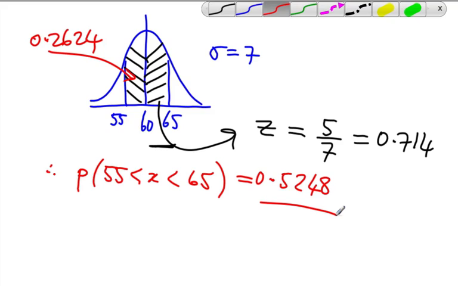And remember, we only have to do this correctly twice in the test to pass the section. Okay? So that is the first one, made easier by the fact that it was 55 to 65.